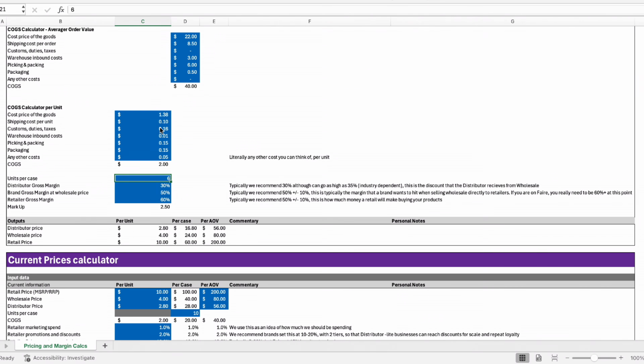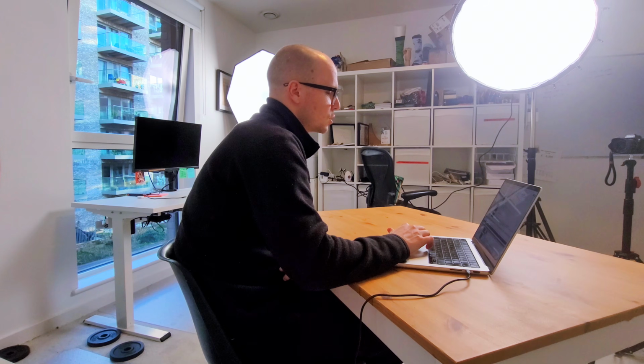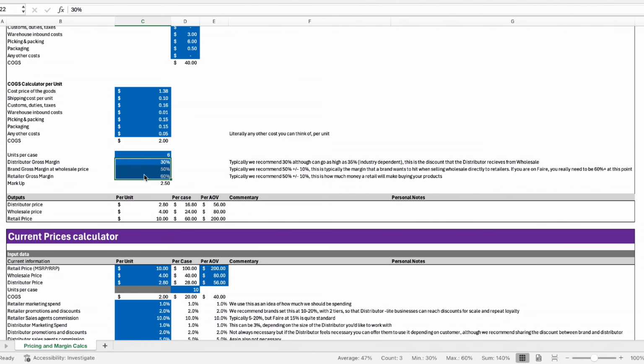So just say, for example, you're a soda brand and you've got 12 cans per package and you've done the COGS as a per unit cost, then you could just go in here and say, actually, my units per case is 12, so no problems. I've also put in roughly what the recommended retail prices, brand gross margins, distributor gross margins, and retailer gross margins would be, what they would be looking for.